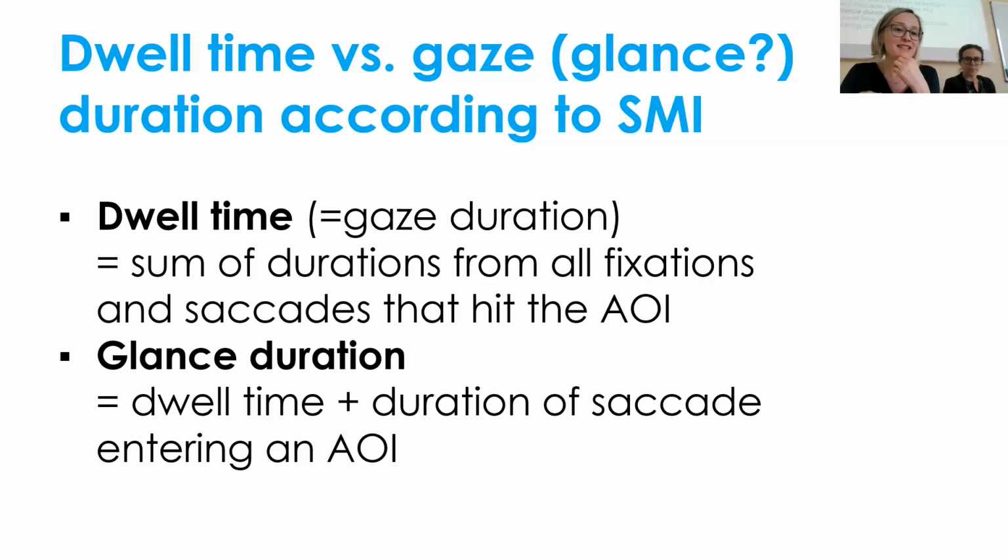And glance duration differs from dwell time in the sense that it includes the duration of all the fixations and all the saccades, plus the incoming saccade. Therefore, it's higher. So it's a tiny difference. I mean, did it make sense to use both measures? Probably not, right? Probably not.